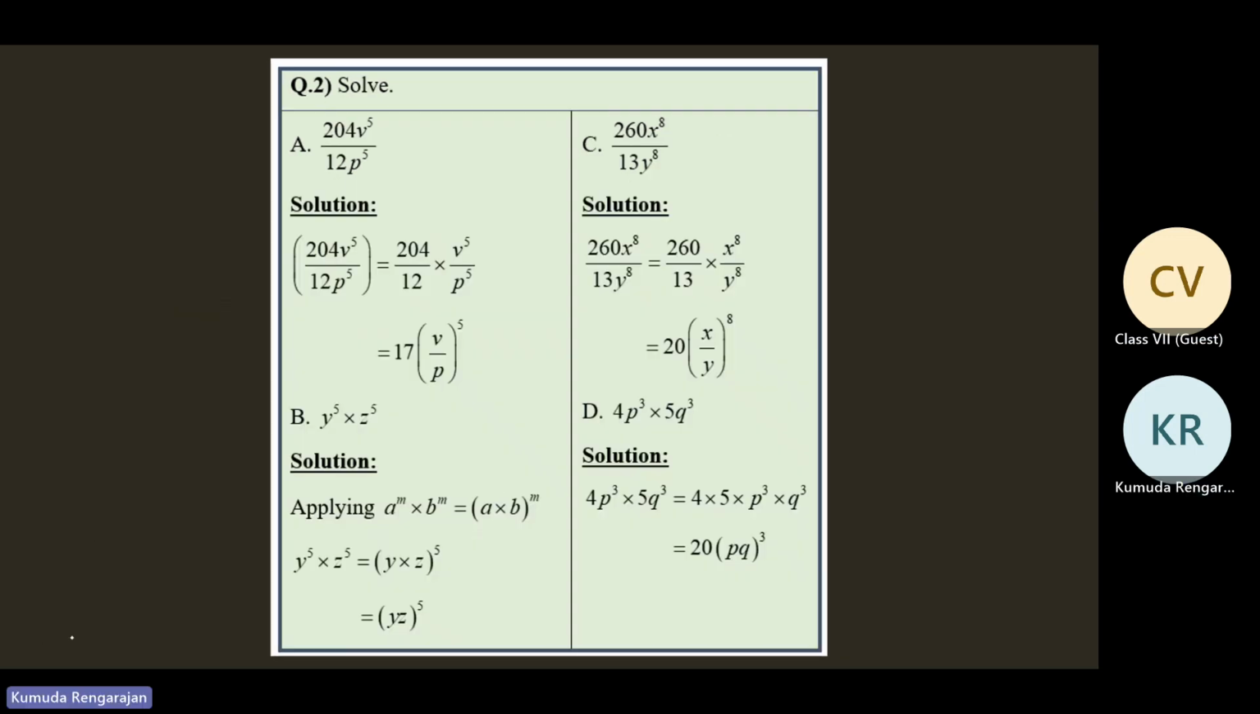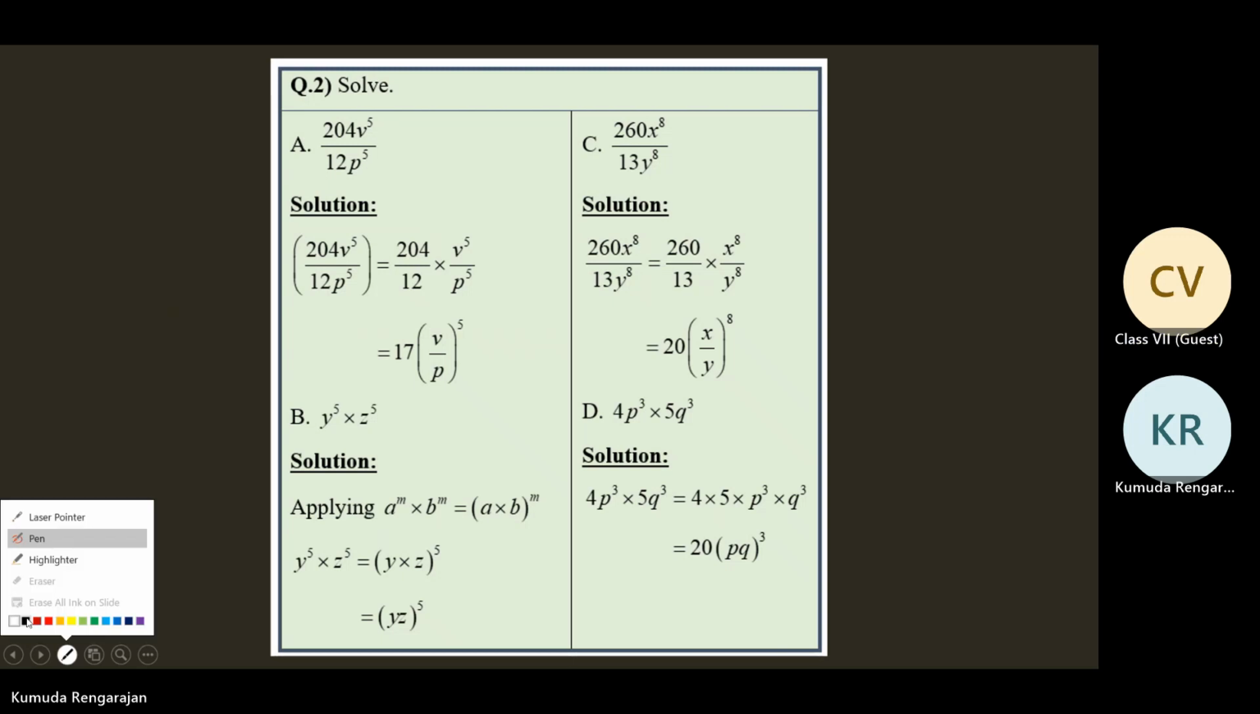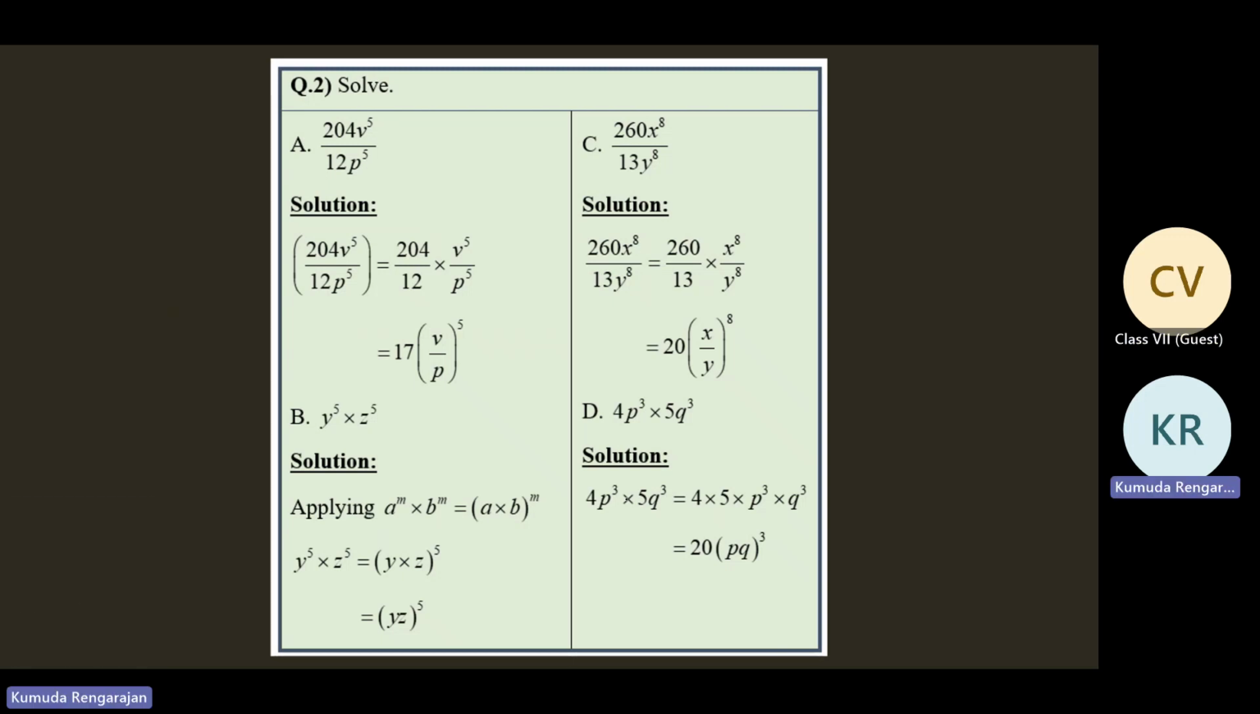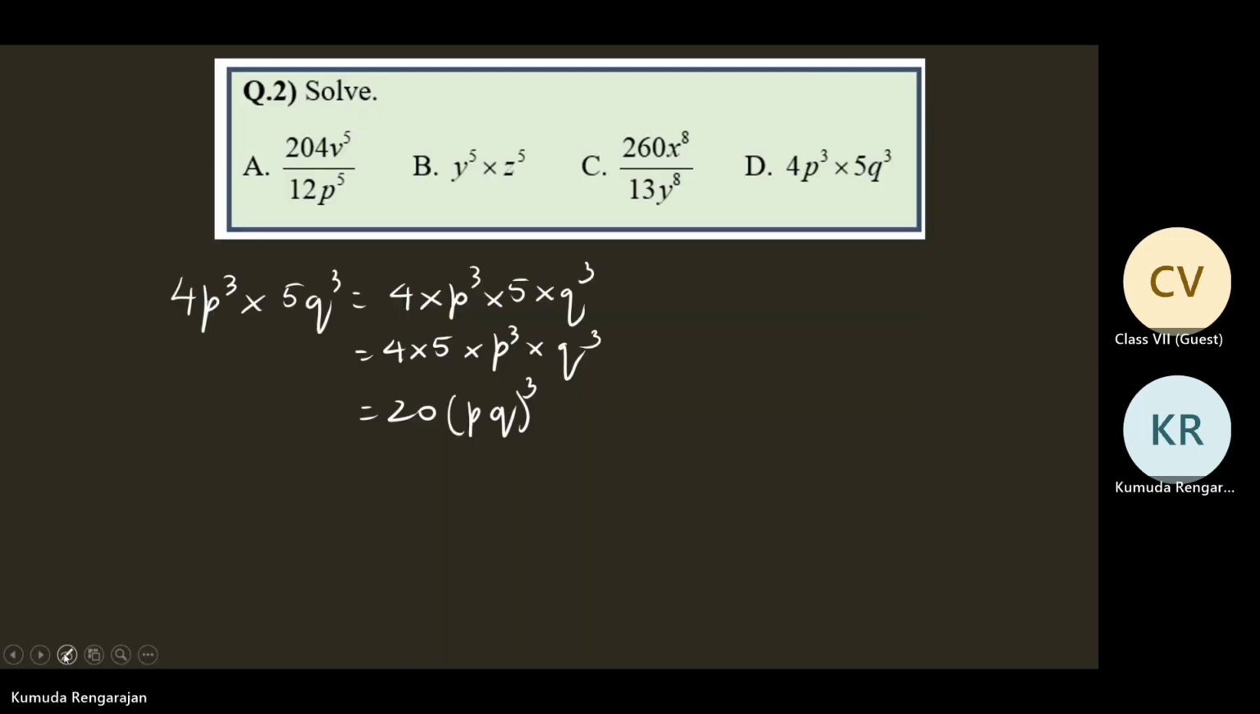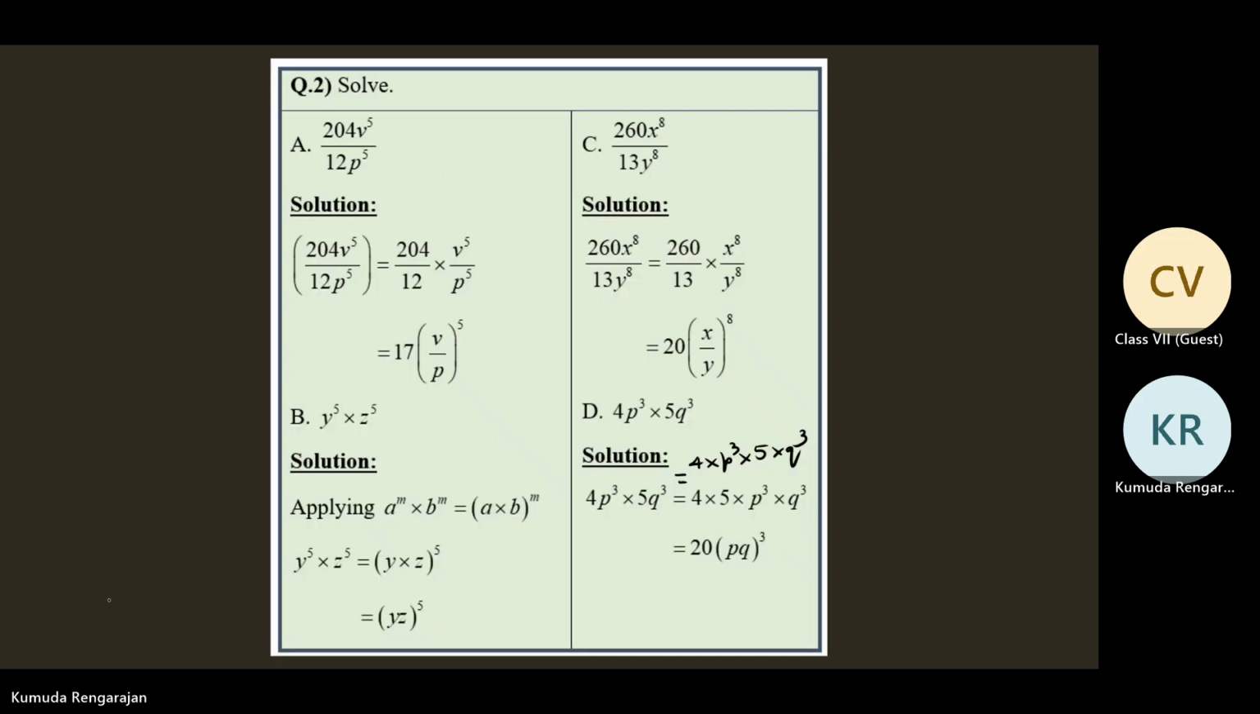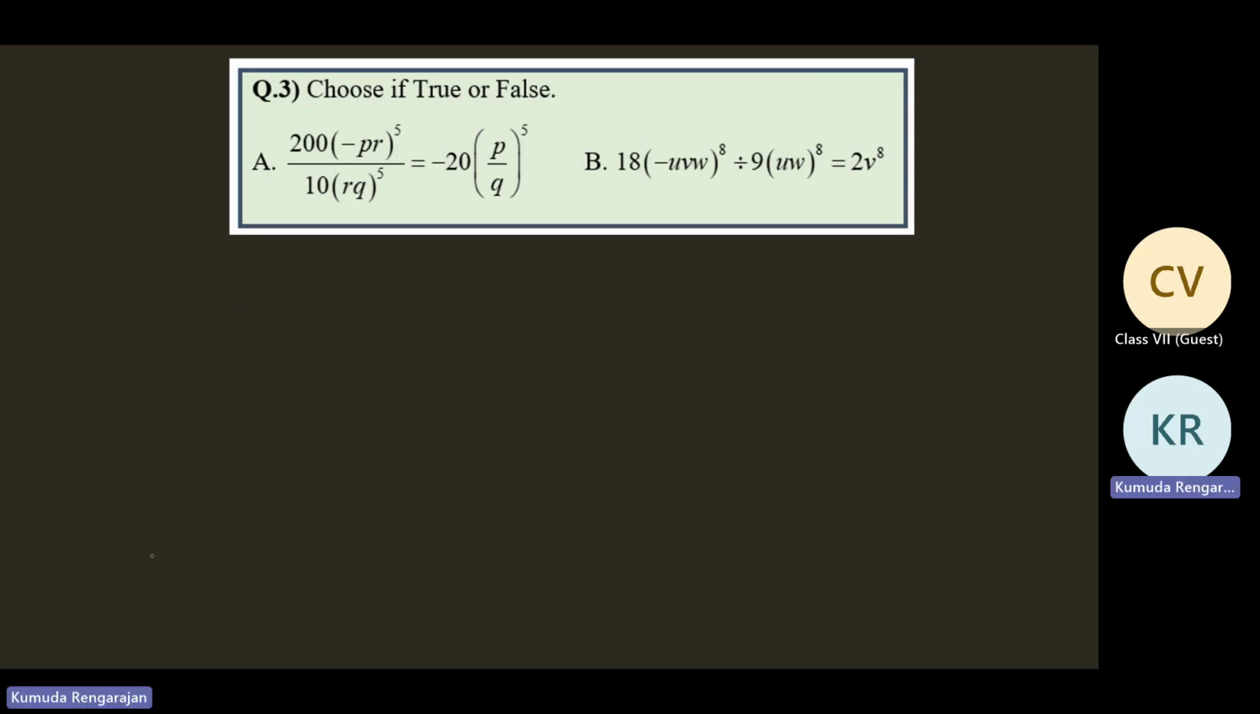All right? Yes, ma'am. Yeah, so I can just include that step for you. You can write it as, just include this step. First, you can start like this, 4 into p cubed into 5 into q cubed. Then you can write this. Now, this is very important. Let's do this here.